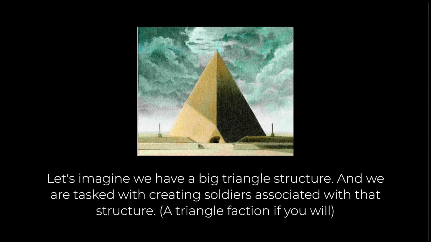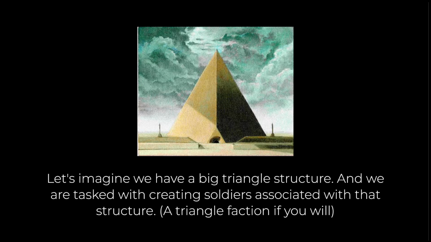Let's start off with visual resonance, and we can do that with a little exercise. Let's imagine we have a big triangle structure, and we are tasked with creating soldiers associated with that structure. A triangle faction, if you will. So that's our task right now. We have to create a triangle faction. I want you now to just, as you're listening to this, try to imagine what's the first thing that comes to your head. How would I make a soldier fit with a triangle visually? You'd be like, okay, I need to make it associated with the thing. Just think about that a little bit there. What's coming to your mind?